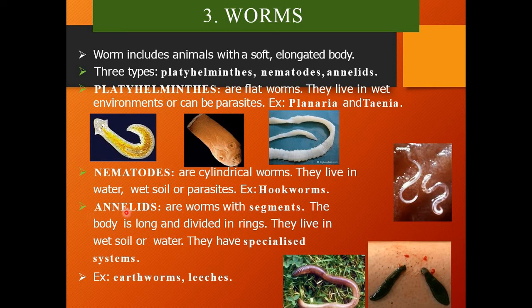And then the third one here will be the annelids. They are worms with segments. The body is long and divided into rings. They live in wet soil or water. They have specialized systems. Examples of annelids are earthworms and leeches. This is the earthworm and the leech. This is called the annelids, the different types of worm groups.